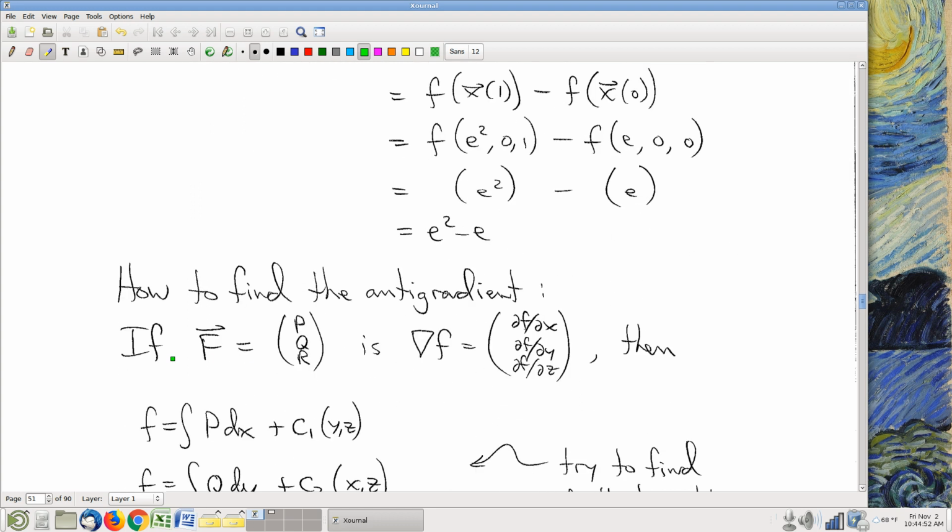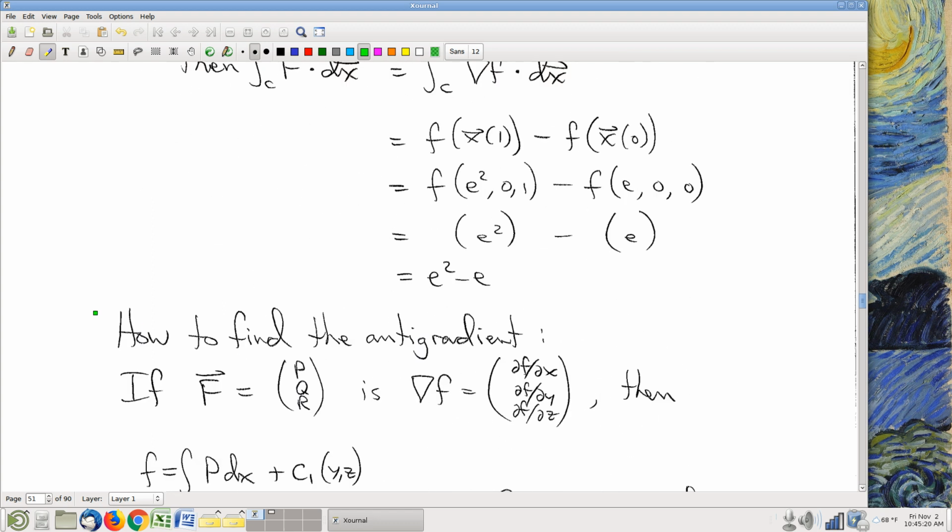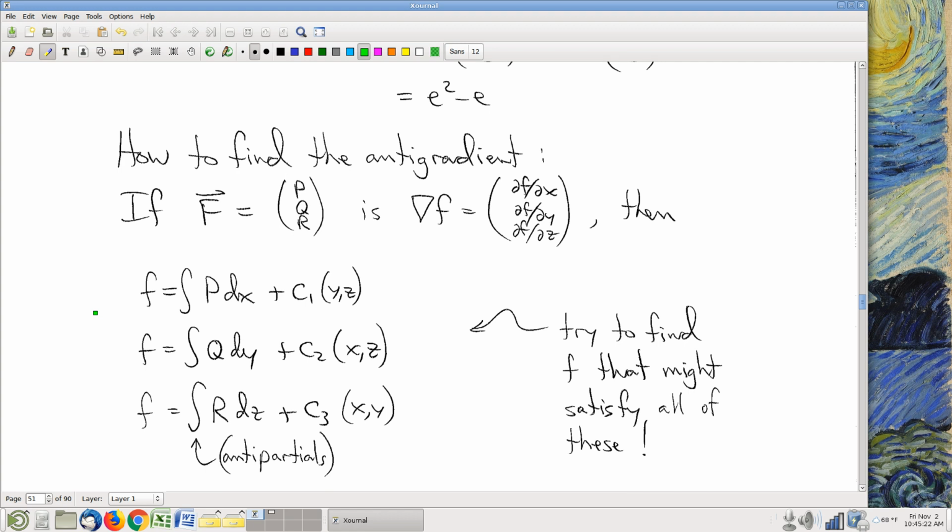Okay, so how did I do this? I just pulled this out of thin air, right? The anti-gradient. How did I know x plus yz is the thing that was going to work? How did I know that anything was going to work? By the way, we've made this observation, well, I've made this assertion, that not every vector field actually is a gradient of something. So how did I know that there was any anti-gradient at all to be found, much less how did I find it? Okay, so we're going to answer both of those questions.